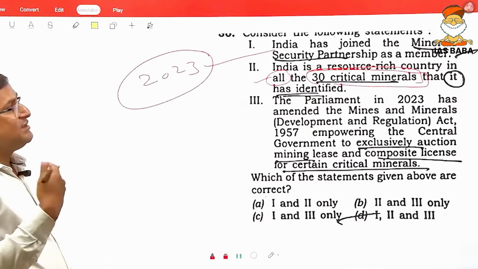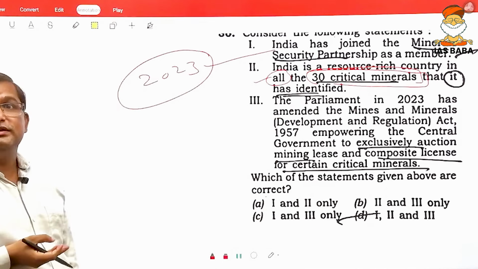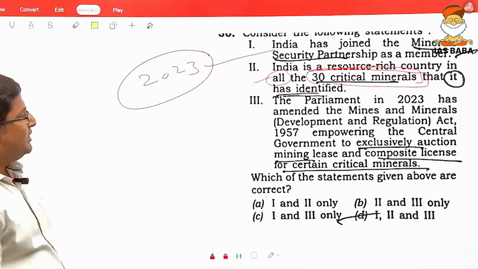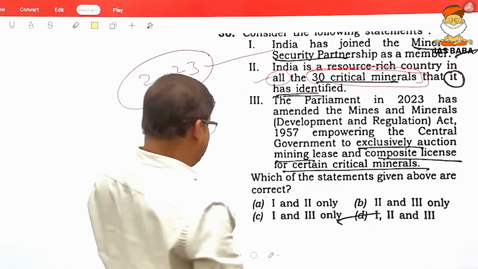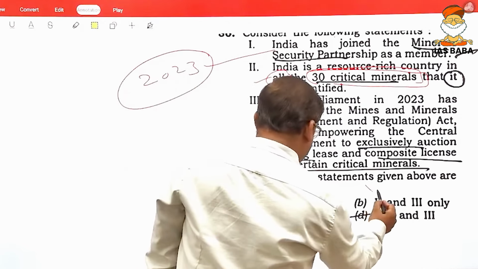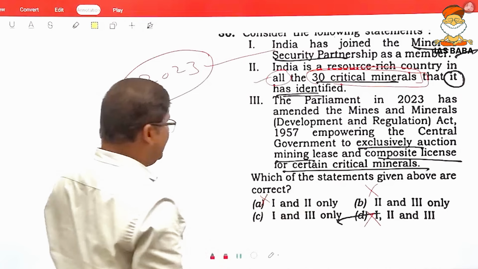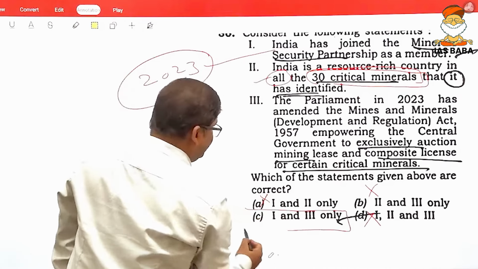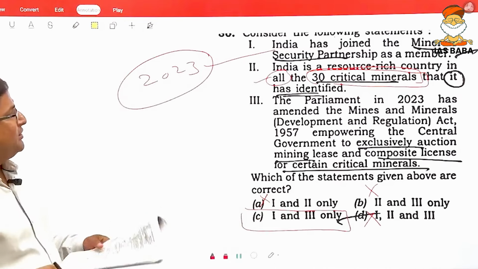There is scarcity of few critical minerals in India. So the second statement is wrong. So second is wrong, so you can easily eliminate 1 and this one and this one. So we are left with 1 and 3, meaning C would be the right answer of this question.